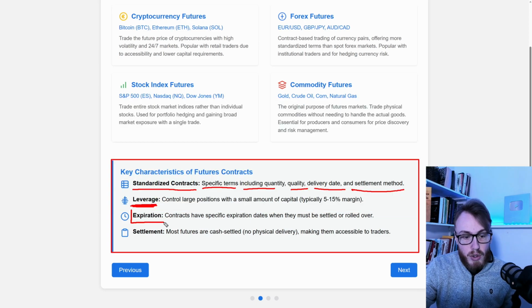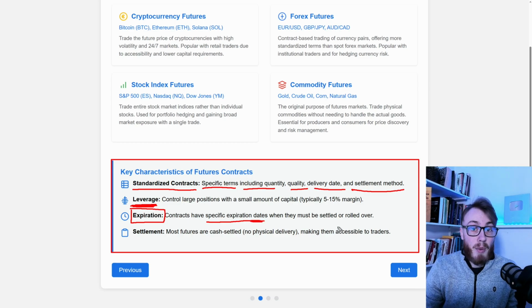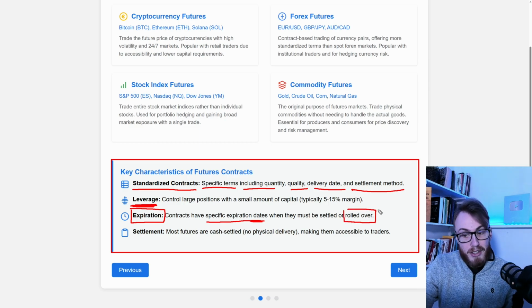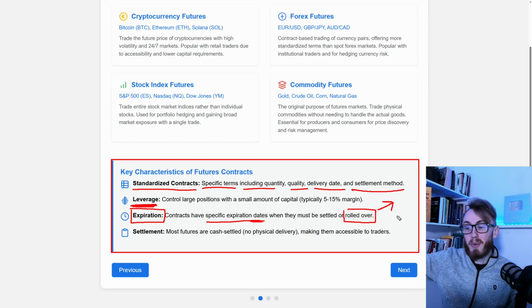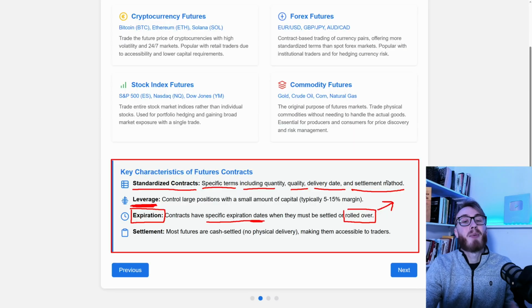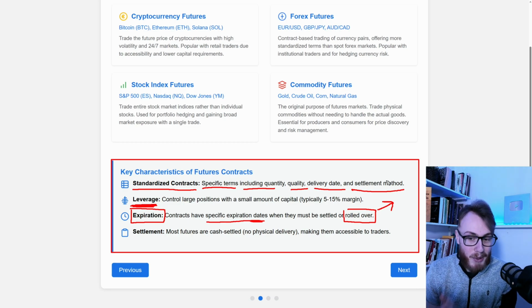And here, this is super important. We have something called expiration. And this is that contracts have a specific expiration date when they must either be settled, which means that the product will actually be delivered to you, or they will be rolled over. For traders, you pretty much never want the actual product unless you want to get a lot of oil shipped to your house. You probably want the contract to be rolled over instead, and we will talk more about that very soon.